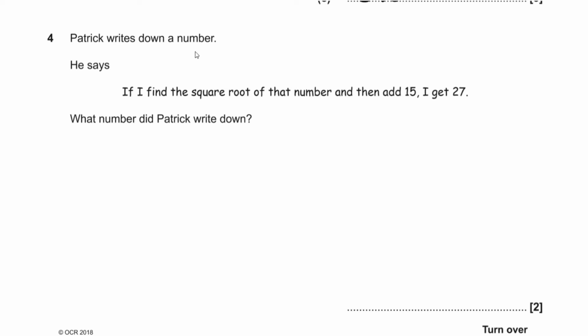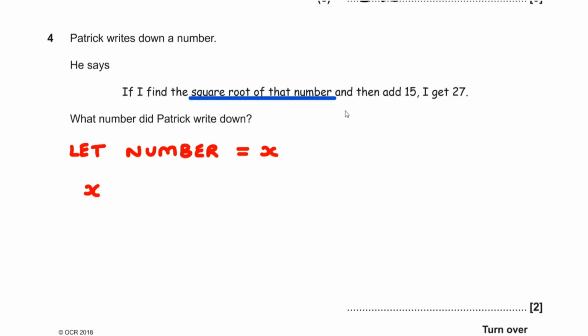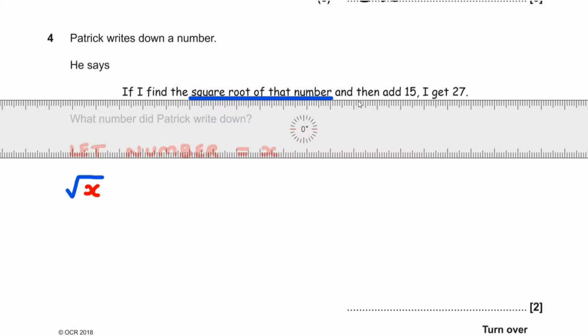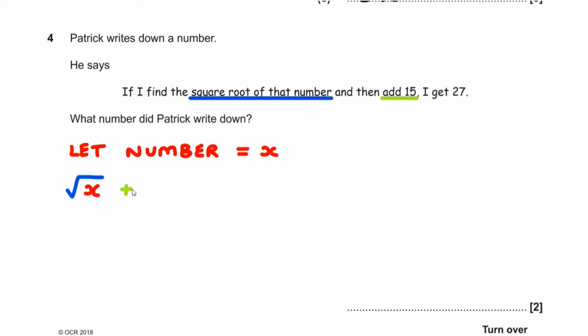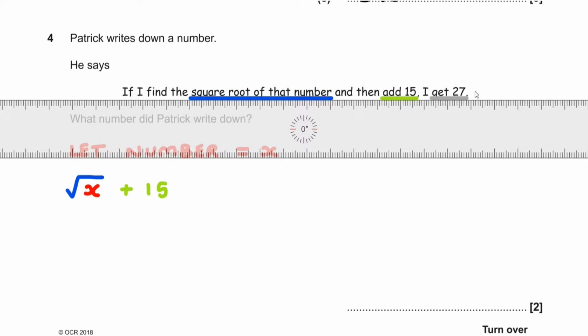Question number 4, Patrick writes down a number. He says, if I find the square root of that number and then add 15, I get 27. What number did Patrick write down? To begin with, let's let this number that he's thinking of be x. They start off with this number x, then find the square root of this number. After that, they add 15, and the result is 27.